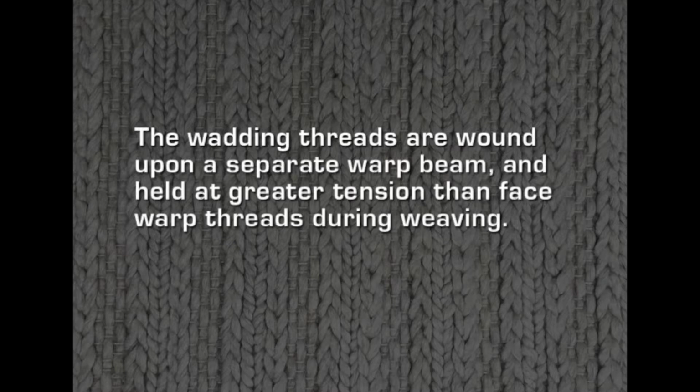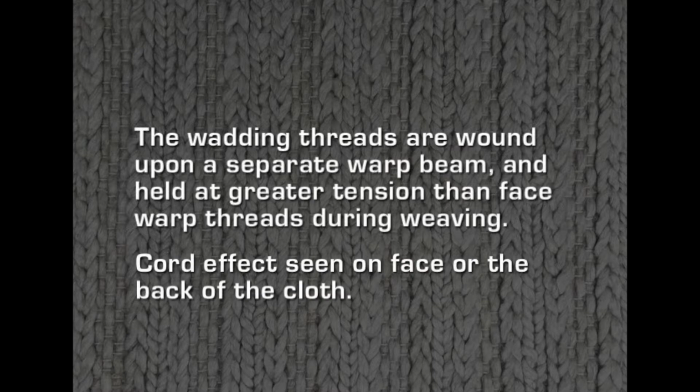The purpose of wadding threads is to increase the prominence of these cords and also increase the weight, the bulk and the strength of the fabric. These wadding ends never interlace with the weft, but they lie perfectly straight between the ridges of the respective cords and the floating weft at the back. The wadding threads are wound upon a separate warp beam and they are held at a greater tension than the face warp threads during weaving. The cord effect seen in Bedford cords is only on the face or the back of the cloth.